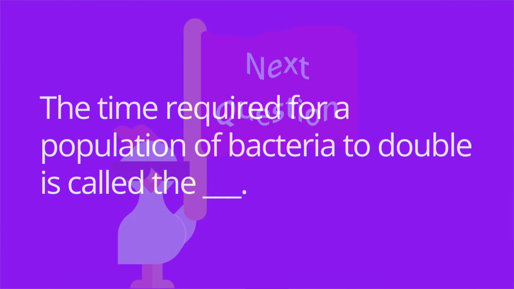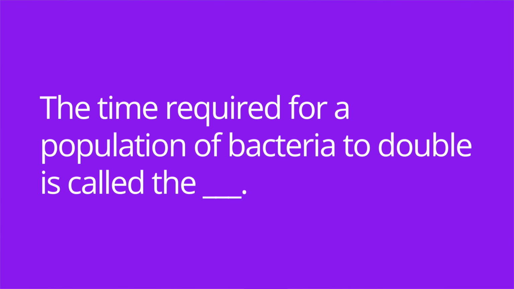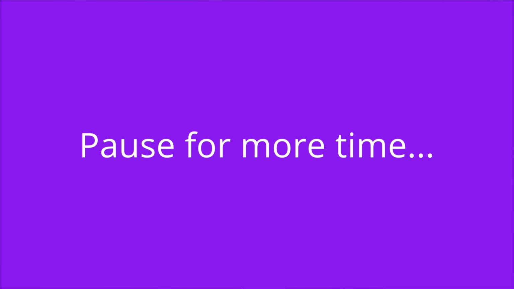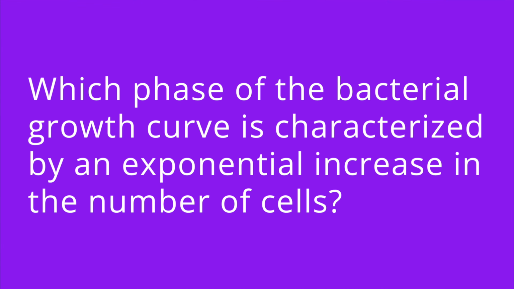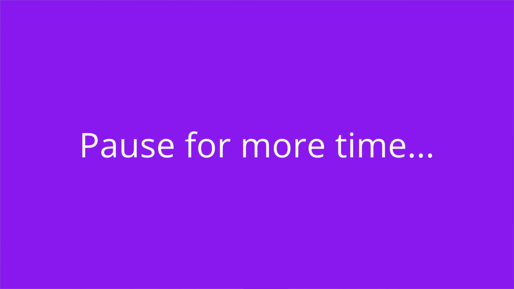Number 2, the time required for a population of bacteria to double is called the blank. The answer is generation time or doubling time. Number 3, which phase of the bacterial growth curve is characterized by an exponential increase in the number of cells? The answer is the log phase.